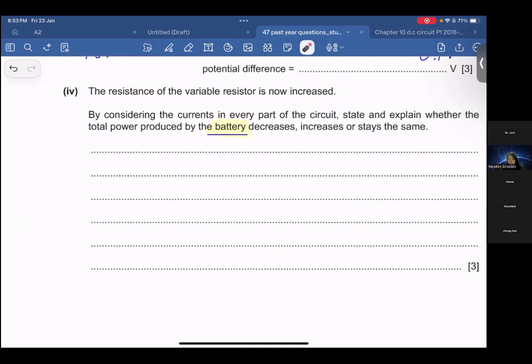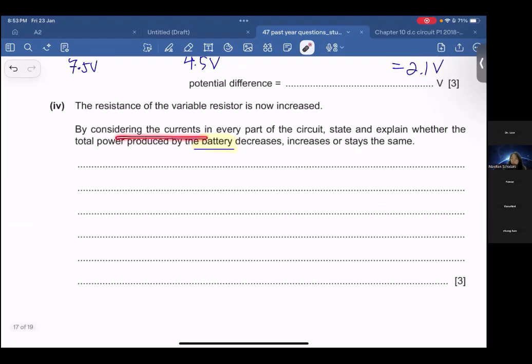Power decreases as the total resistance increases, so total current will decrease. Power equals VI. V is constant, but I becomes smaller, so power decreases. Yes, 2 marks. I repeat, considering the current in every part. You guys lost 1 mark because you didn't mention the wire part.